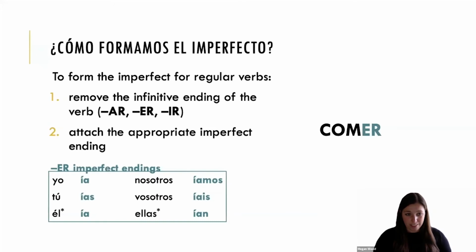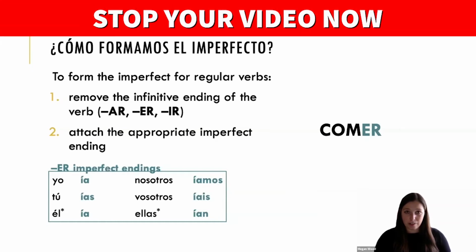Now let's practice the same steps but with an ER verb such as comer. Here you'll see the imperfect endings. Go ahead and pause your video and practice conjugating this verb with its correct endings.